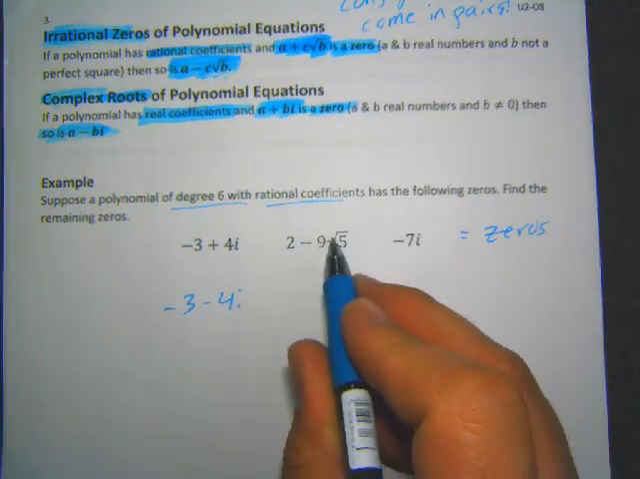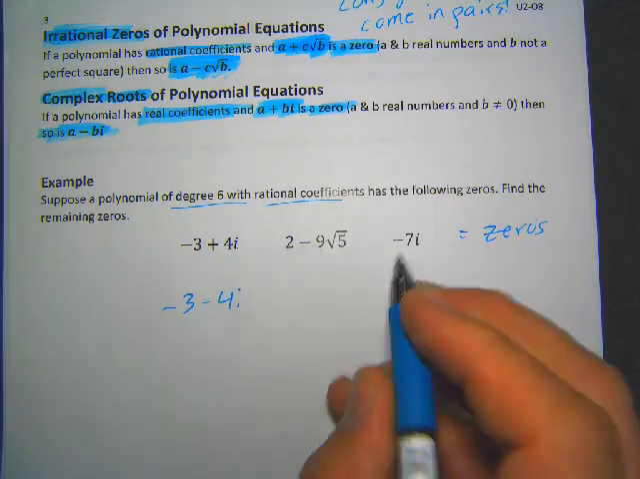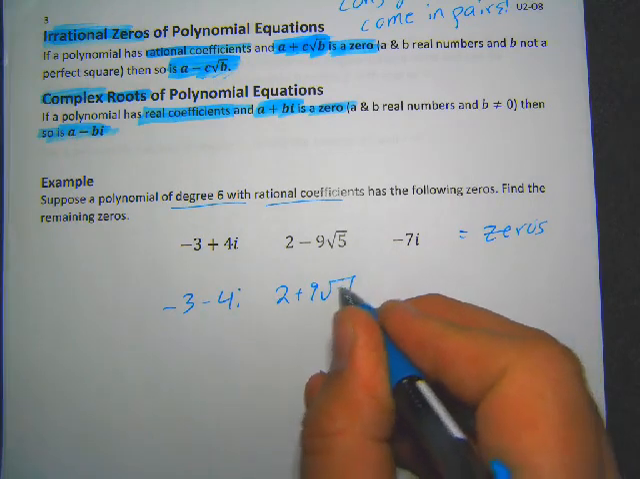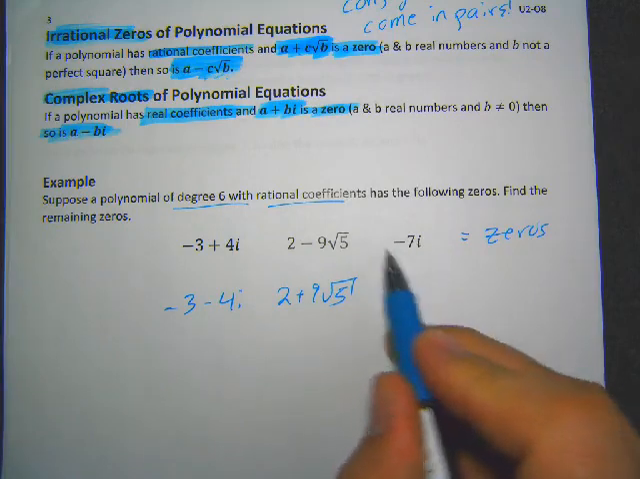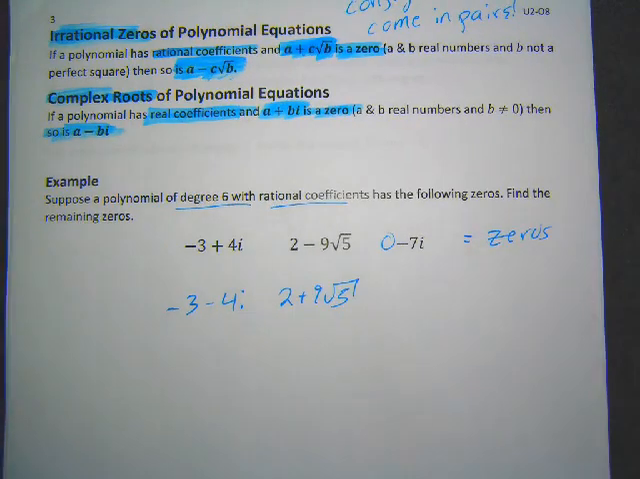Same thing here with the roots. If it's got a root like this, you take this and you replace it with a minus here, or the minus with the plus, sorry, and you get the other root. So this one also has to have a 2 plus 9 root 5. This one doesn't look like a whole imaginary, but it's got an i here. So you could think of this almost as like 0 minus 7i.